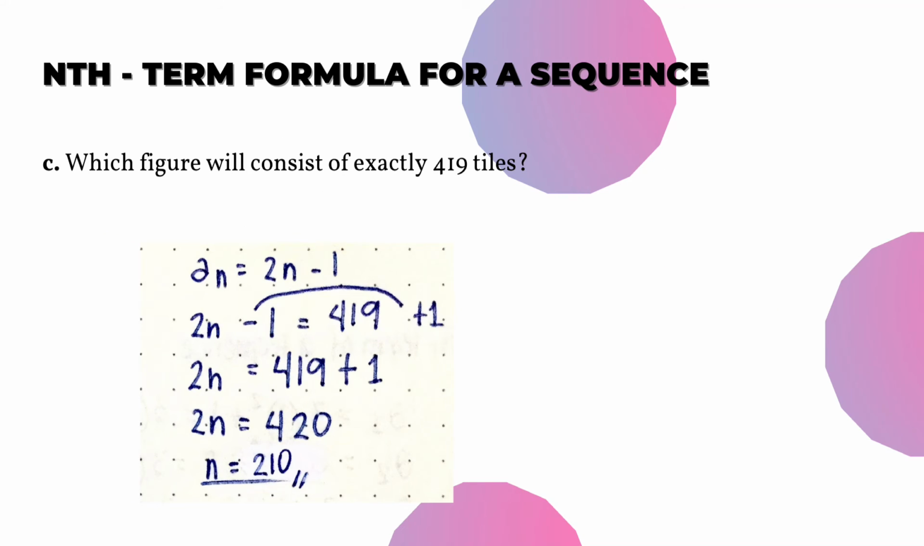So, nasa C na tayo. Again, ginamit ko na naman yung nth term. Kaya, by the use of this, we will find out the exact position of the n or the position ng figure na may 419 na tiles. Okay, so 2n minus 1. Dito ang value daw ng a sub n is 419. So, 2n minus 1 is equal to 419. As what you can see, i-transpose ko yung negative 1, so naging positive na siya. 419 plus 1 is 420. So, 2n is equal to 420 and divide ko yun by both sides. And the result is yung n or figure na yun ay pang 210.